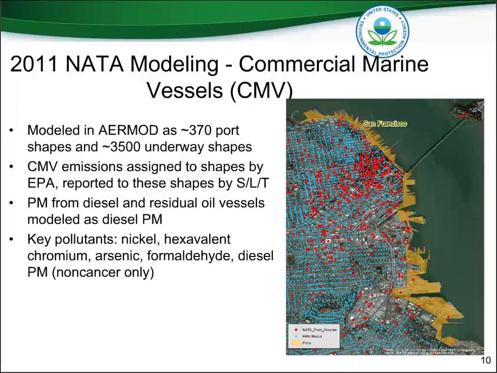Here's an example of a port shape that we use for commercial marine vessels. Actually, we have to simplify this because there are just a lot of jagged edges here. We do use the shape to input into AirMod. We have about 370 port shapes and 3,500 underway shapes. Those are the water areas. We assign emissions to shapes in the NEI, and those could be shape-level emissions reported by state agencies, or we could also help folks allocate and submit emissions to put them into those shapes.